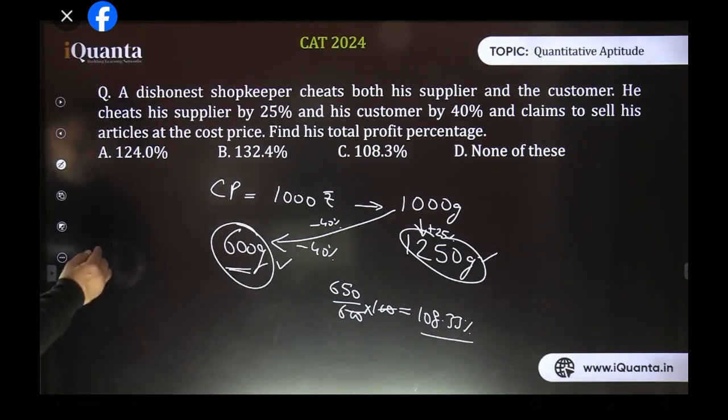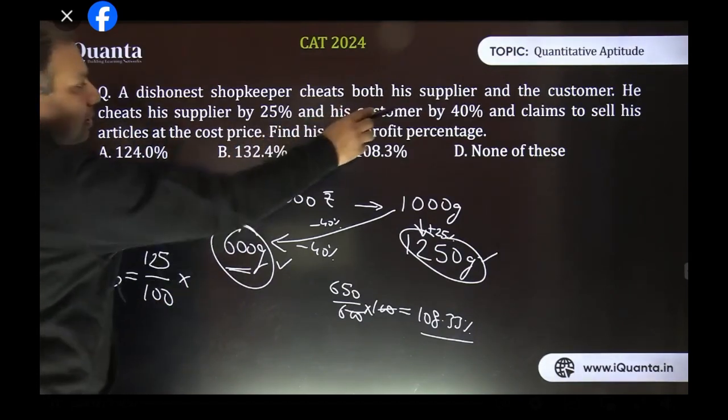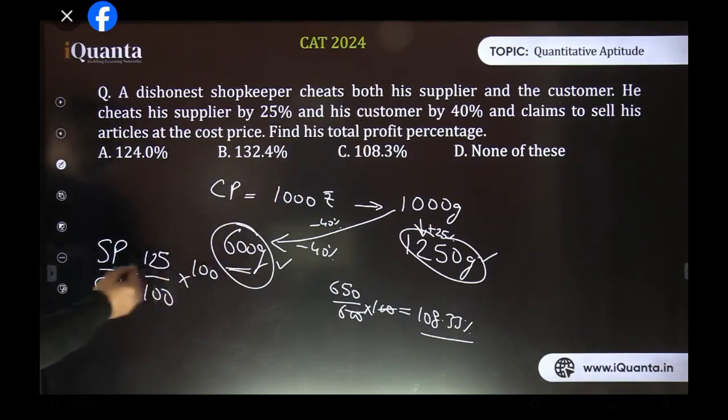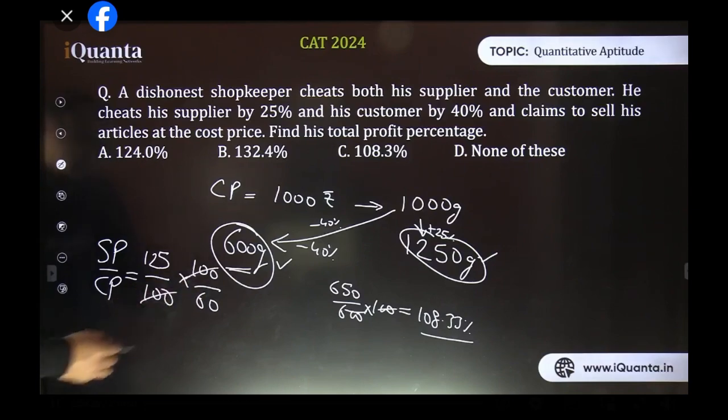And as we did earlier, SP by CP ratio, it was again same thing. So for this part, what we did, that was simpler. I think that was simpler than this one. So he cheats his supplier by 25%. So for 100, he's getting 25% extra quantity. And when he's cheating his customer by 40%, so he's charging 100, but he's giving 40% less quantity. So that ratio will give us the answer. So 100 is cancelled. Same thing we are getting from here also.